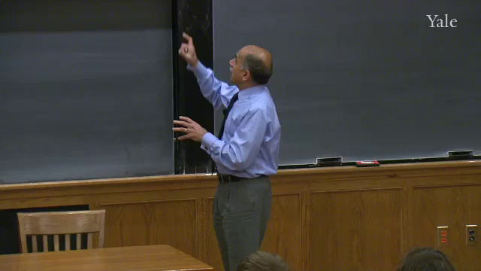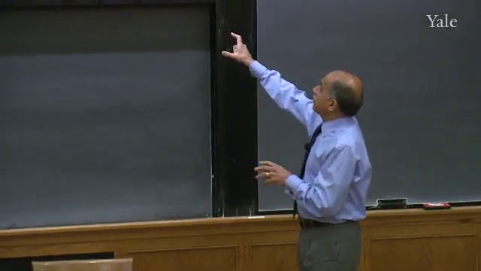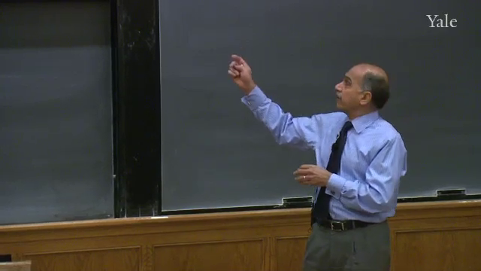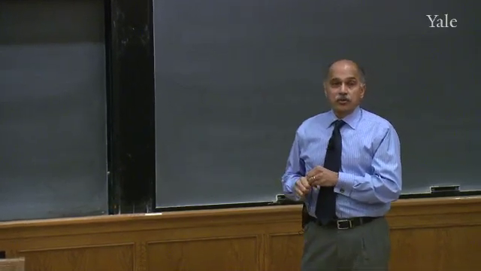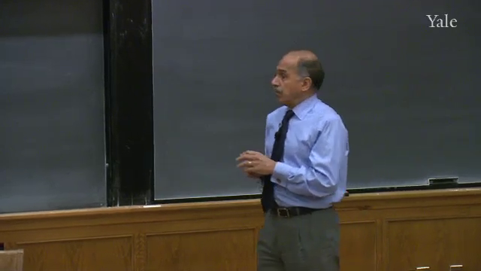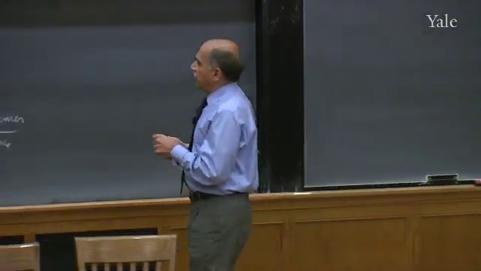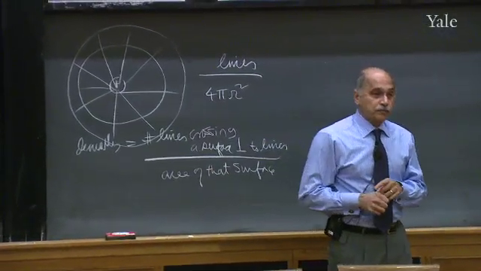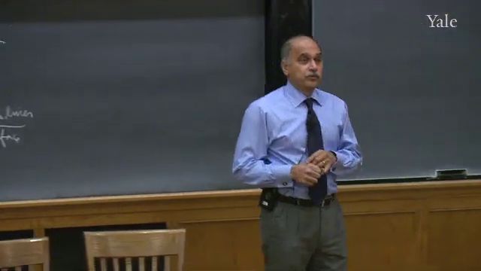So these lines tell you more than simply the direction. They convey to you visually where the field is strong. Wherever the lines are dense, the field is strong. Wherever the lines are spread apart, the field is weak. And it's a very precise statement. The only thing not precise is how many lines you want to draw per coulomb? That's really up to you.